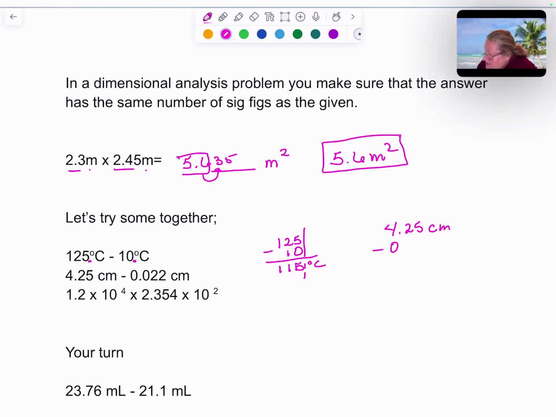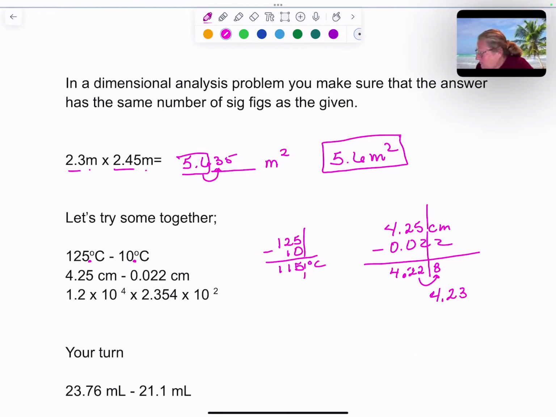Minus 0.022. Well, we're doing addition and subtraction, so we're going to have to chop this one off. I'm going to have to chop this off at 2 decimal places. My answer that I got was 4.228. I look to the right, so that's going to be 4.23.